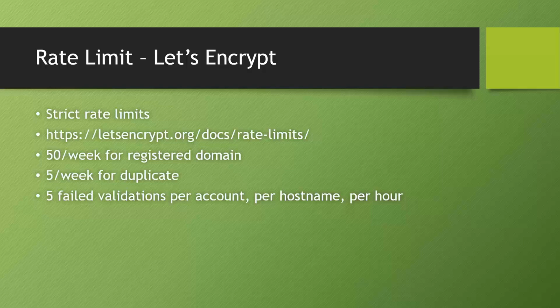Basically, you can only have about 50 per week for registered domains, not subdomains. This is the registered domain. So if you have yourcompany.com and you create certificates for mail.yourcompany.com, www.yourcompany.com, all those are considered under the same registered domain, right? So you have 50 for those. You can have up to 5 per week for duplicates. So if there's a mail.xyz.com, you can only have 5 requests per week. And then failed validation. I'm going to talk about validation. So the bottom line is that there are restrictions.